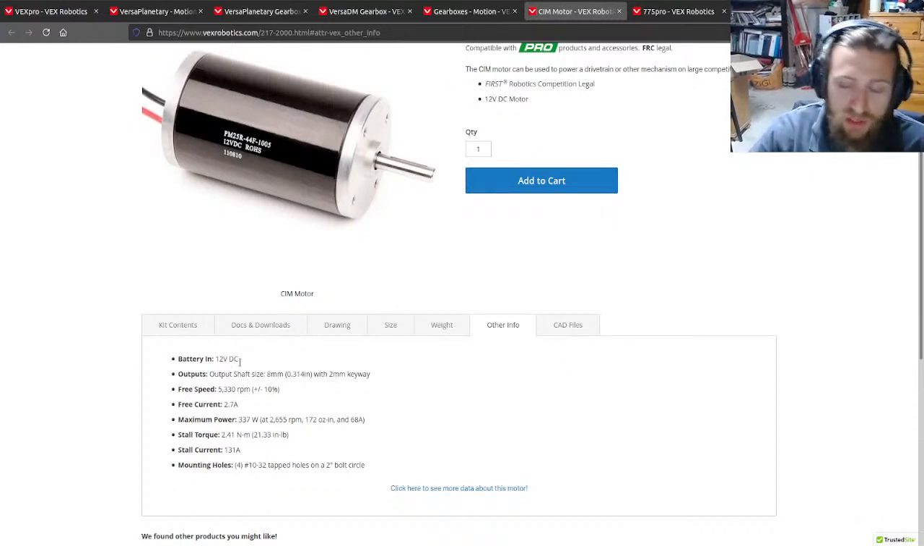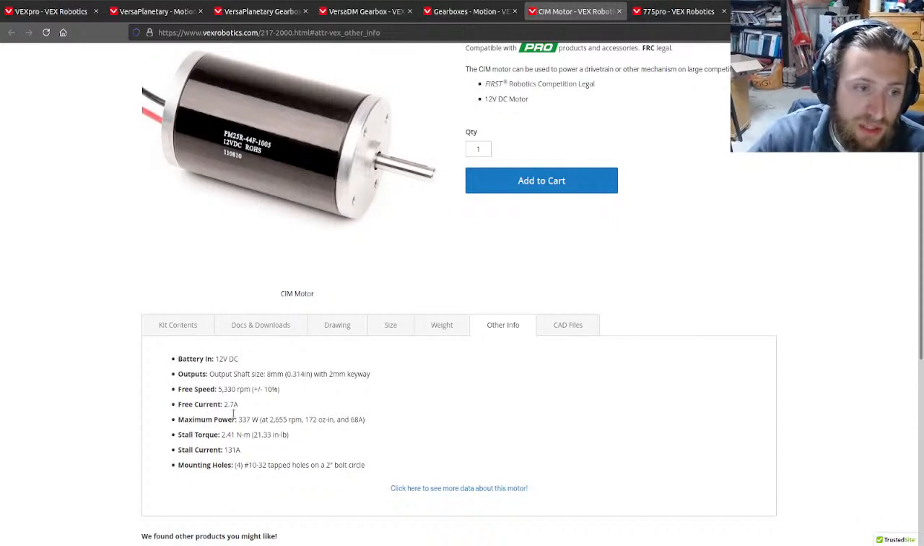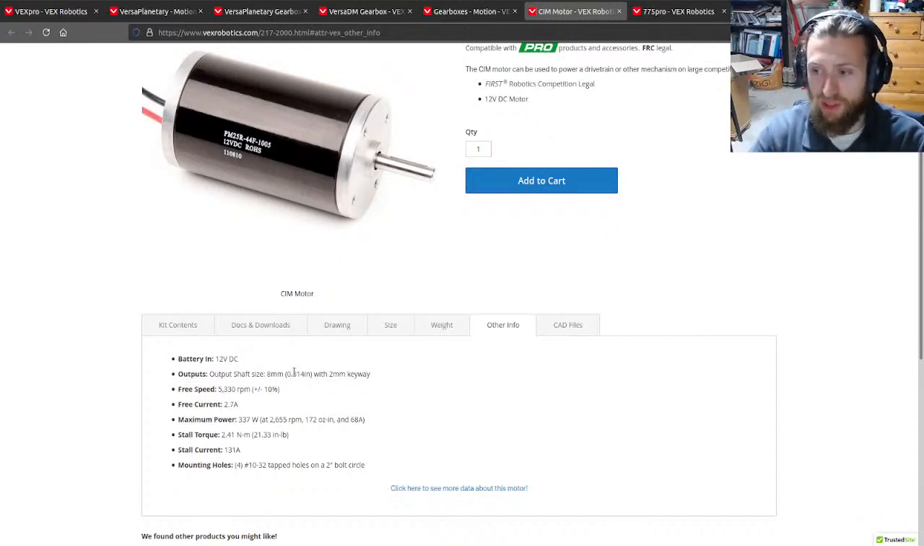So this is really just the input voltage. Like I told you a second ago, it could be 12, it could be more than 12, it could be less than 12, it'll spin. Output shaft, so really that's this guy. It's just giving you some details on it. Free speed, so this is the unloaded free speed. So this is like nothing. You've got the motor on the bench, you plug it into the battery. How fast is it going to spin? About 5,000 RPM. Free current, this is how much current the motor draws at that speed. Maximum power is basically how much power you draw at maximum output. So this motor draws about 350 watts at maximum output.